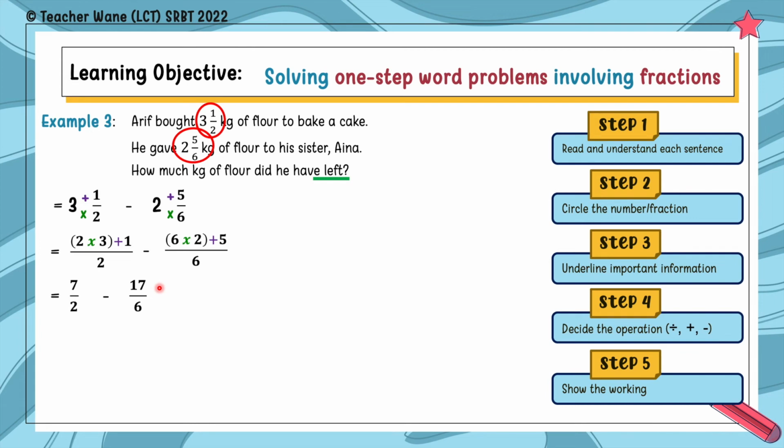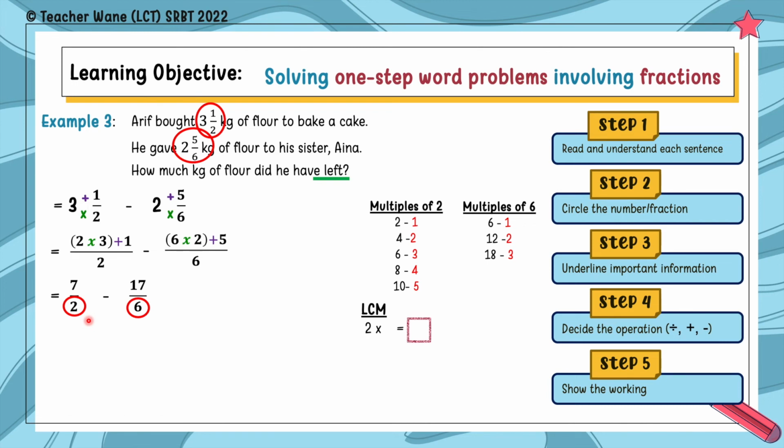Next, I'm going to express this into like fraction, because this is unlike fraction due to difference number in denominator. So using the LCM method, multiples of 2 and multiples of 6. So where's the LCM here? What do you think? Yes, the LCM here is actually 6. Okay, the smallest number that you can think of that is a common. So 2 times 3 and 6 times 1 gives you 6. So the new denominator is 6.